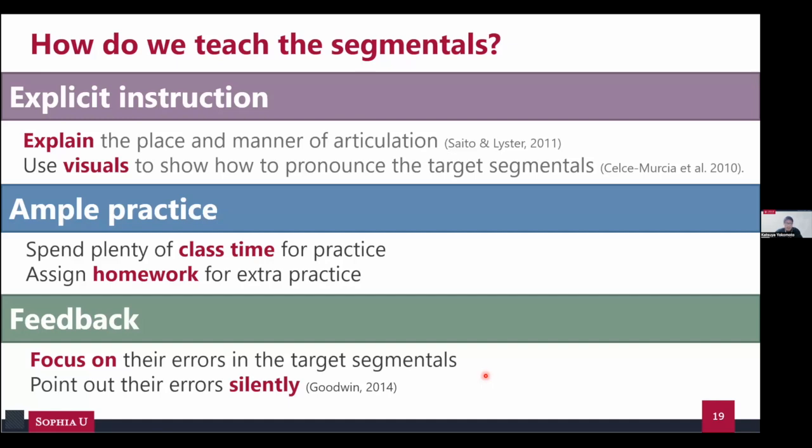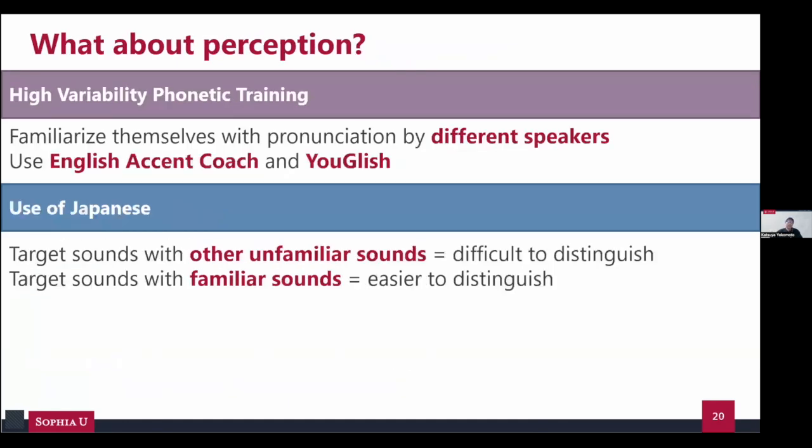But still, it can help. But one thing that students still struggle with is perception, right? They need to be able to hear the difference between L and R, for example. All right. And then what's being found effective is high variability phonetic training, HVPT. The students have to familiarize themselves with the pronunciation by different speakers.